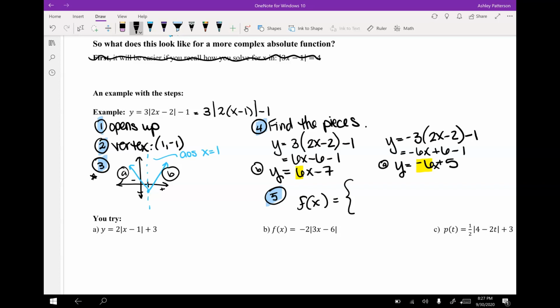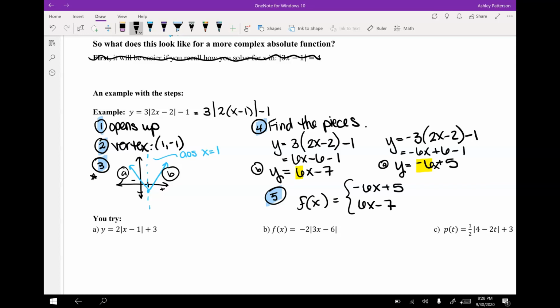All right, the left side with the negative slope, which again is why that sketch is so important. The negative slope goes first. So negative 6x plus 5. That's the equation for the left side of the absolute value function. The second piece, the b, the right side of the axis of symmetry of the vertex, has the positive slope. That is 6x minus 7.